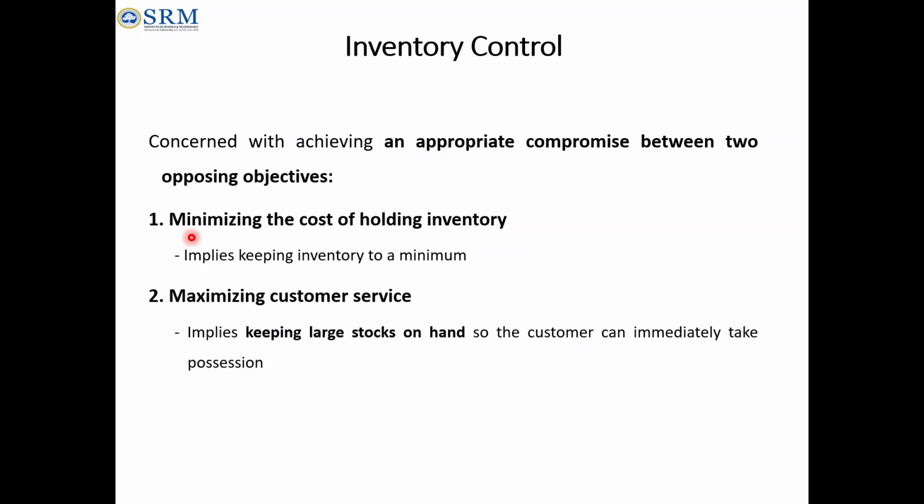The first objective is minimizing the cost of holding inventory. The second objective is maximizing the customer service. What does it mean? Minimizing the cost of holding inventory implies keeping inventory at a minimal level, so that the cost of keeping the inventory will be lower. Of course we can achieve this if we keep minimum inventory. We need not spend lots of money for holding inventory, that is, storing it.